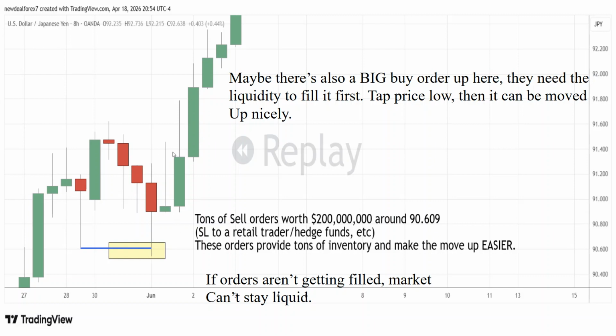And as I said, maybe there's a big buy order up here, but they're going to have a hard time getting the market up here if they can't first meet this demand right here. So they'll meet it right here, and then the market can just move up very, very nicely. And they're profiting from the spread all along the way too. It makes this big move that much easier. But first, they've got to meet the demand. That's all they did, just meet the demand, right? And if these orders aren't getting filled, the market cannot stay liquid.